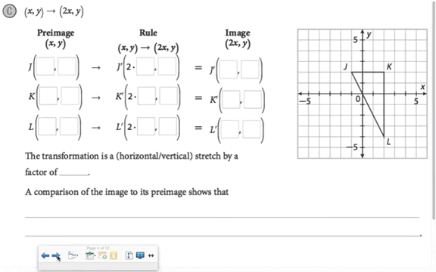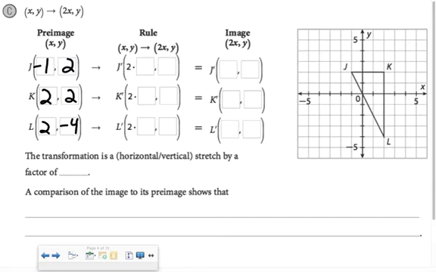Another transformation, again, notice the coordinate notation. Notice that the rule wants us to take the x and multiply it by 2, but to keep the y the same. Notice this time we've done this a couple of times, so every time we do it, there's more and more blanks to fill in so that we're more and more on our own in our text. So J, notice, is located at -1, 2. K at 2, 2, and L at 2, -4.